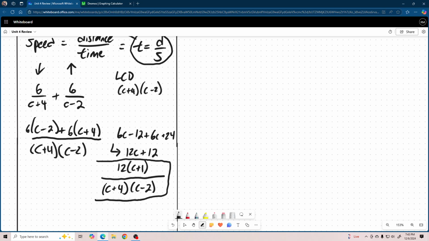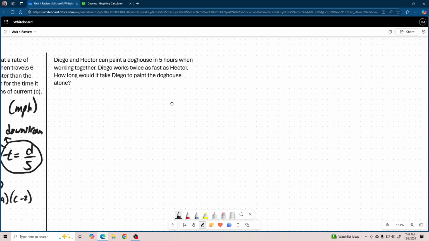I know it doesn't look completely simplified. And if you want to, you could FOIL the bottom, right? And you could refoil the top, and you can make it look prettier. But ultimately, this is the simplest form that it gets into. All right, excellent. Okay, last one.